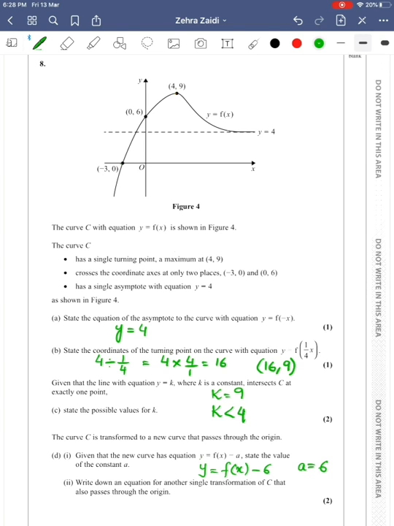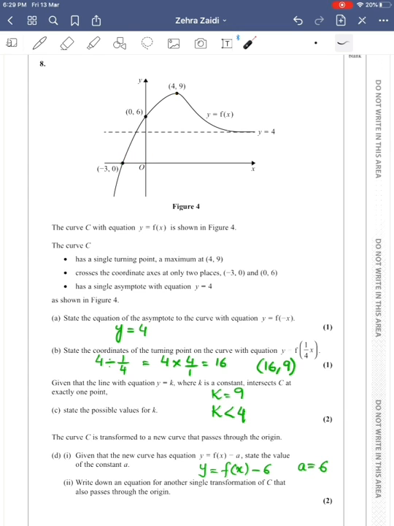Write down an equation for another single transformation of C that also passes through the origin. Now we need to write another single transformation that also passes through the origin. So the other option that we can see is if this whole curve slides to the right side. Alright, so it's going to be like this, somewhat like this. So it's a movement towards the right hand side.